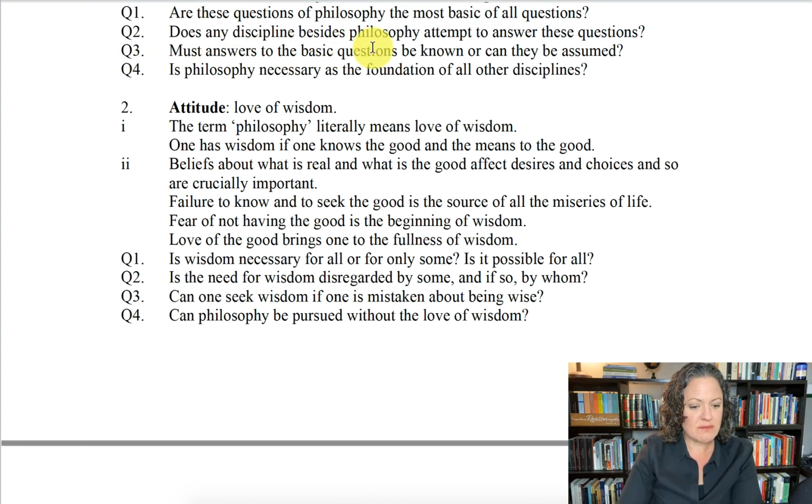Must answers to the basic questions be known? Like, can we know them or can we just assume them? You know what assuming is, right? We just take it for granted. Now go ask your dad what is it to assume something. Let's see what he'll tell you.